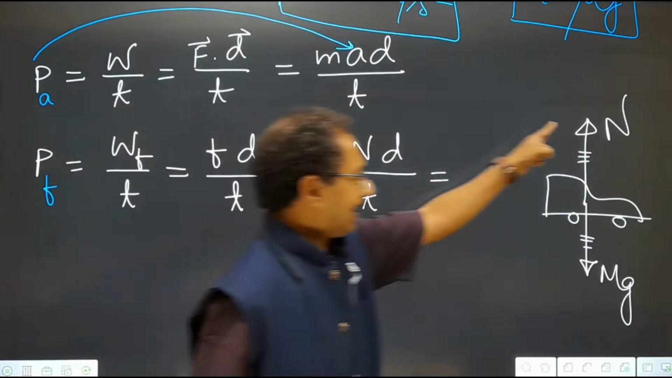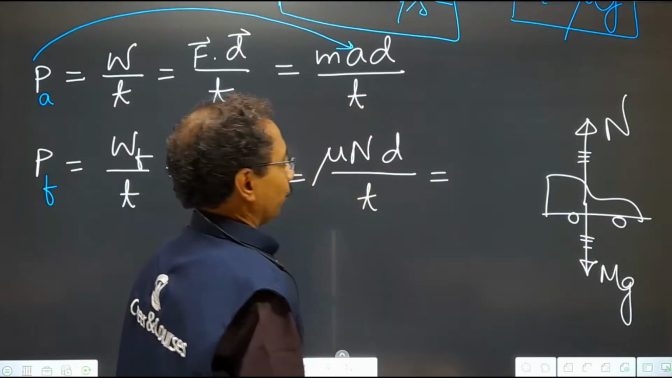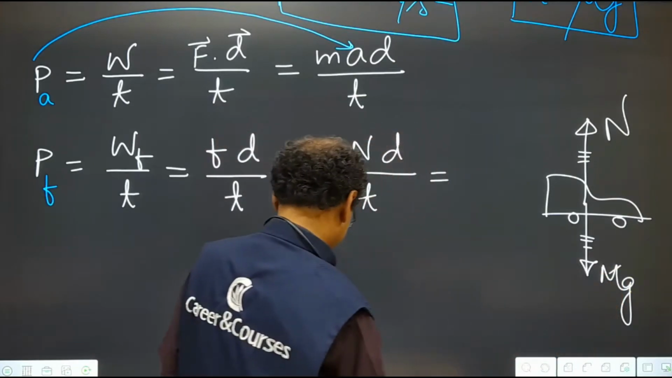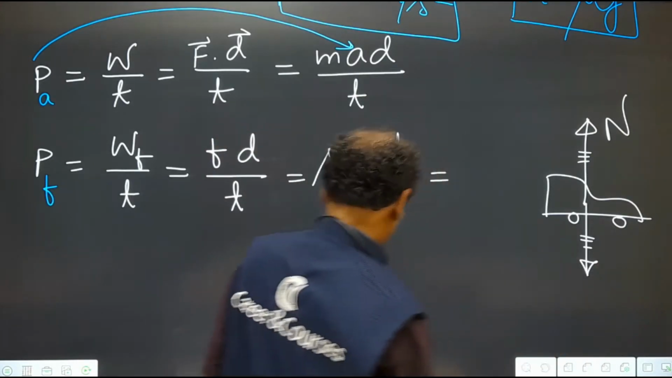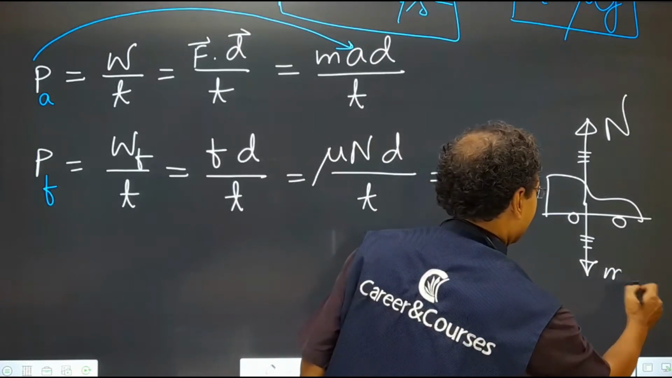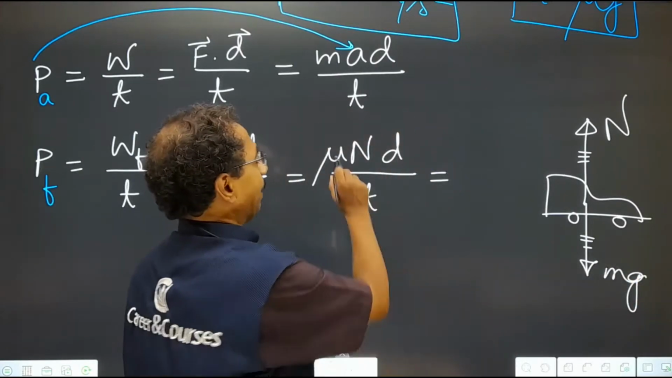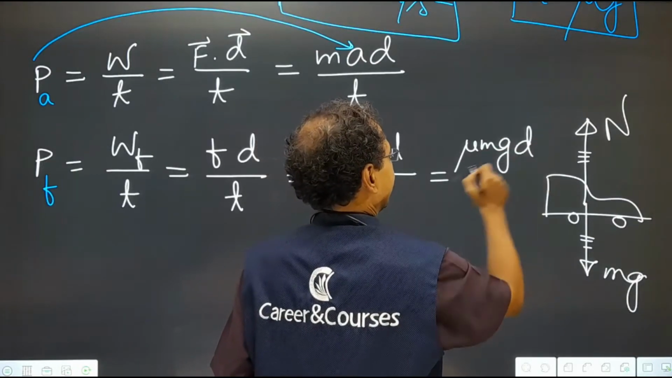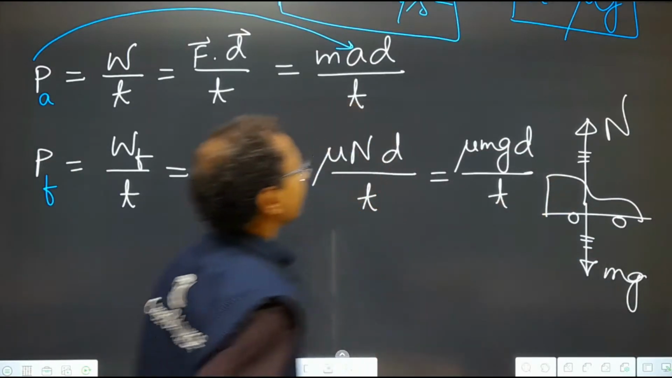So in place of N, if we put mg, we can write, here we have applied small m. So let us write weight of the car as small mg. So mu into N, N means mg, into d divided by time.